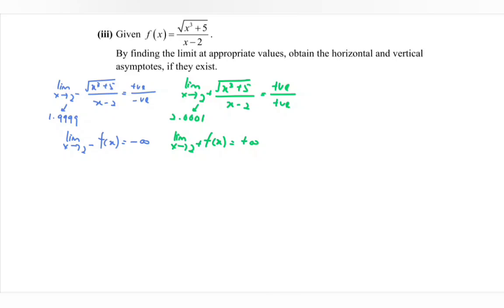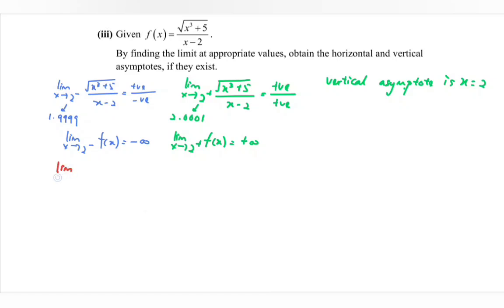So from here, we can make a conclusion. The vertical asymptote is x = 2. So that is the vertical asymptote. Next, we are going to find the horizontal asymptote.